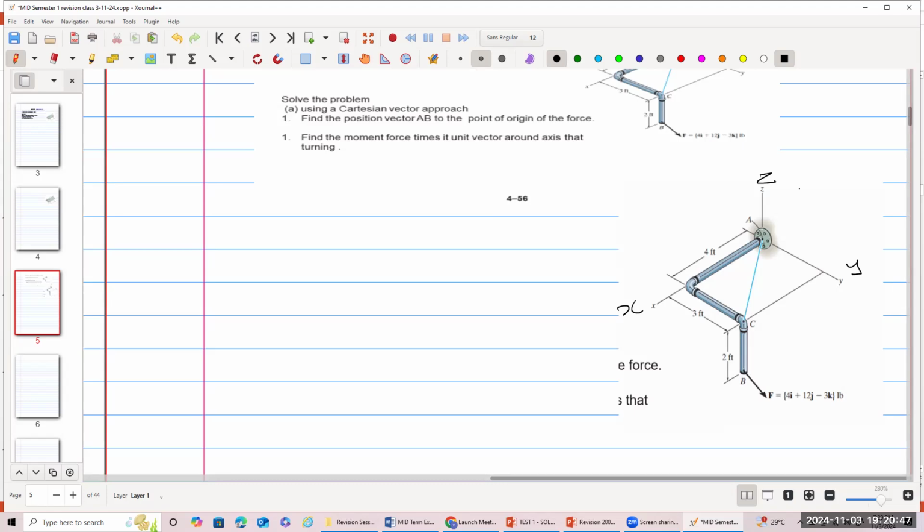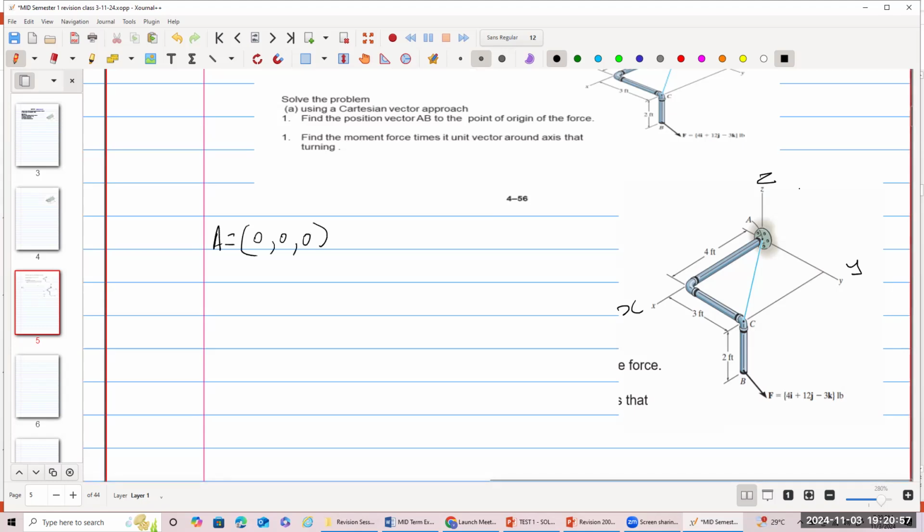What's the position vector of AB? Firstly, let's identify A. A is at the center where all the axes meet, so you already know that the coordinates for A are 0, 0, 0. What are the coordinates for B? What's the coordinate for B?